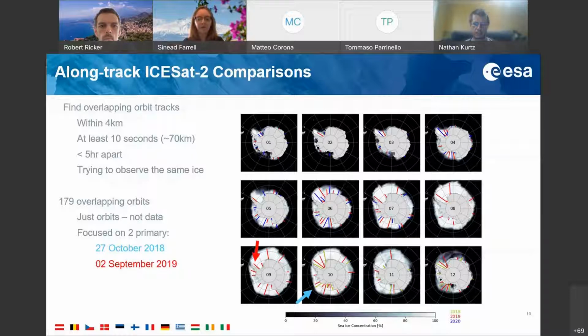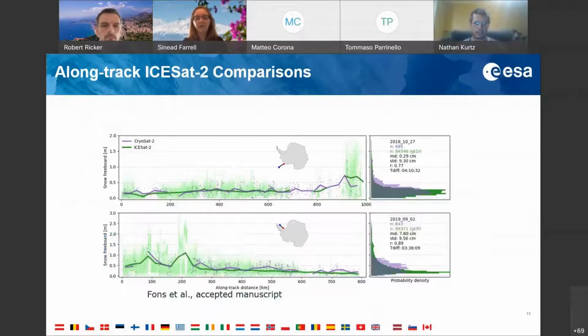And we selected 2 of those that had a sufficient amount of data with IceSat-2 and CryoSat-2 over long tracks from October and September of 2018 and 2019. And so here are the tracks on the map, and again, the overlapping orbits that we found. So just looking at this on an orbit level with the comparison, the green dots are the individual IceSat-2 freeboards, and the purple dots are the CryoSat-2 freeboards, and then looking at the running mean.